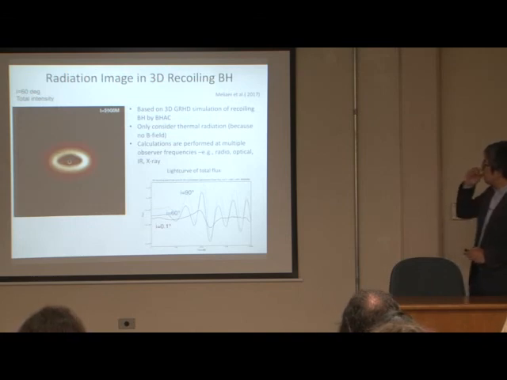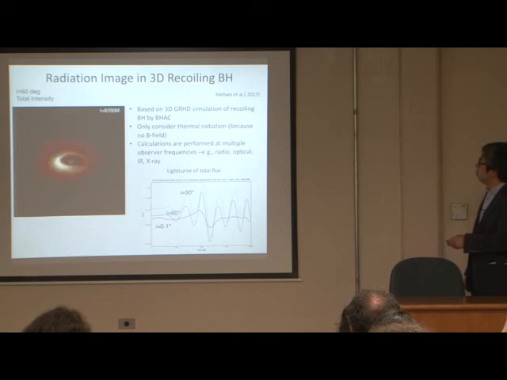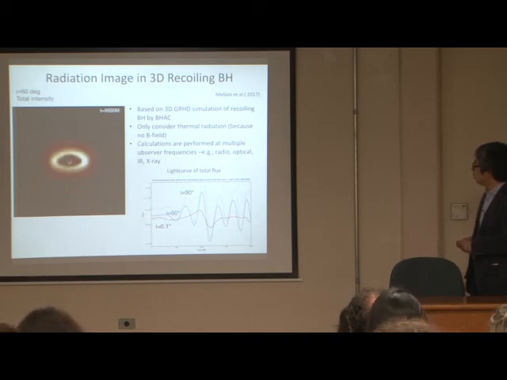So this is the test for this recoiling black hole 3D case. We are making the total intensity, seen at 60 degrees. Based on the 3D simulation, we only consider the thermal radiation, because this is a non-magnetic, hydrodynamic simulation. Then we can calculate multiple frequency bands, like radio, optical, infrared, or X-ray. So this is the light curve of the total flux, depending on the inclination. You see something different there.